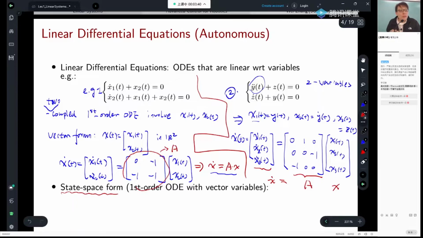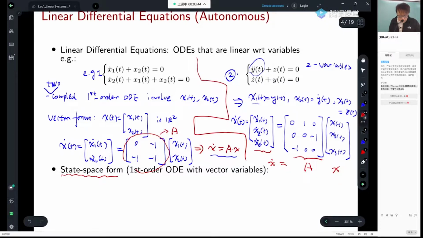I think most of you have learned about this in an undergraduate class, so that's why I'm so quick about it. If you haven't seen this, you have to believe me: all the ordinary differential equations, you can put in a state space form, which is a first order ODE with vector variables. Okay, it's of the form x dot equal to Ax, that's for the linear case, okay?